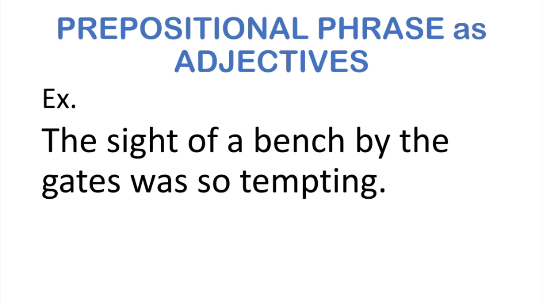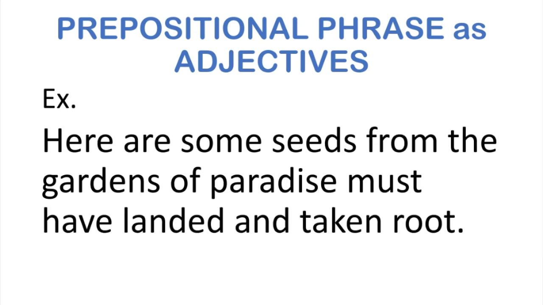So we have here an example of prepositional phrase as an adjective. The sight of a bench by the gates was so tempting. So the preposition used in this sentence is the word by. And the prepositional phrase will be by the gates. And it is describing the bench in terms of position. Next, here are some seeds from the gardens of paradise must have landed and taken root. So, the preposition used in the sentence is the word of. And the prepositional phrase will be of paradise. And it is describing the gardens.